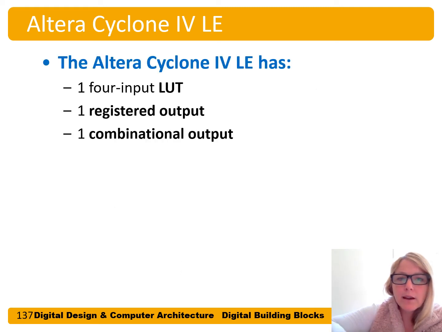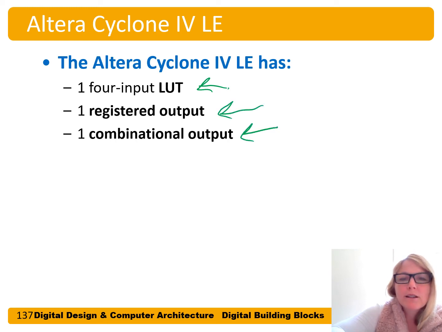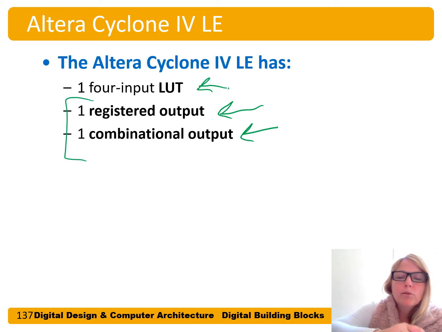So again, for the Cyclone IV LE, the most important parts are the 4-input lookup table. That's a small memory, a 2 to the 4 by 1 bit memory, with 1 registered output and 1 combinational output. And we can choose whether we want to use the registered or the combinational output.